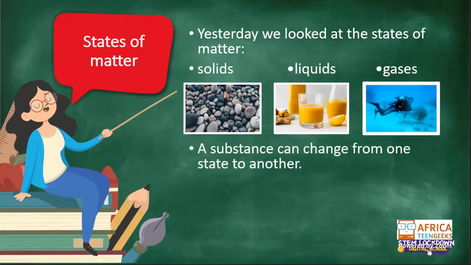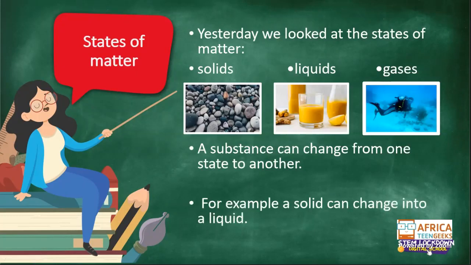Right, now a substance can change from one state to another. So remember I said these are the three states, solids, liquids, and gases. A substance can change from one state to another. A solid can change to a liquid, or a liquid to a solid, or a liquid can change to a gas. Okay, so that is what we will be looking at today. For example, a solid can change into a liquid, like I just said. And I'm sure you can think of many examples of that happening.